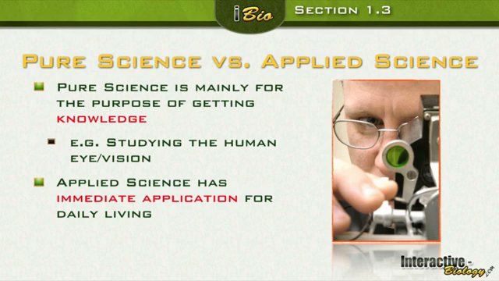Applied science has immediate application for daily living. For example, designing glasses. You're studying what's the right way to design the lens and a more efficient way of designing the lens, and so on. That is applied. Why is it applied? Because now I can take that and it has an immediate application. I can wear my glasses and I can see better. Does that make sense? Do you understand the difference?